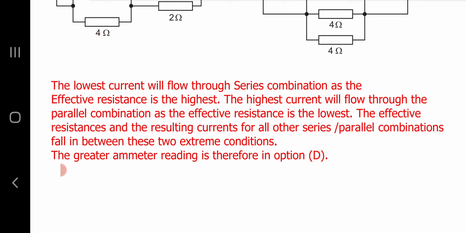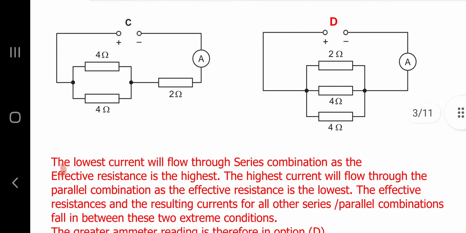The lowest current will flow through a series combination, as the effective resistance is the highest in a series combination. The highest current will flow through the parallel combination, as the effective resistance is the lowest in a parallel combination. The effective resistances and the resulting currents for all other series-parallel combinations fall in between these two extreme conditions. The greatest ammeter reading is therefore in option D, that is, in the parallel circuit.